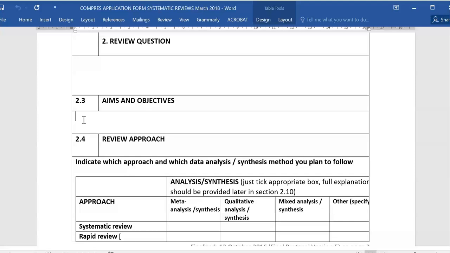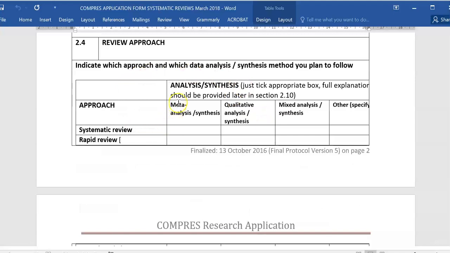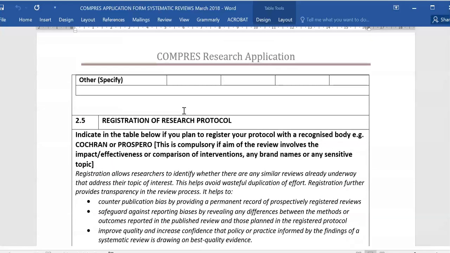So now the review approach is addressed in the following section. And in here you have a synopsis of the different kind of reviews that you can follow. Here you can see qualitative analysis is one of those. So a rapid review can be approached qualitatively, or it can be a mixed analysis, qualitative and quantitative, or meta-analysis or synthesis is more of a quantitative approach. Right. So you have a choice which one to follow.